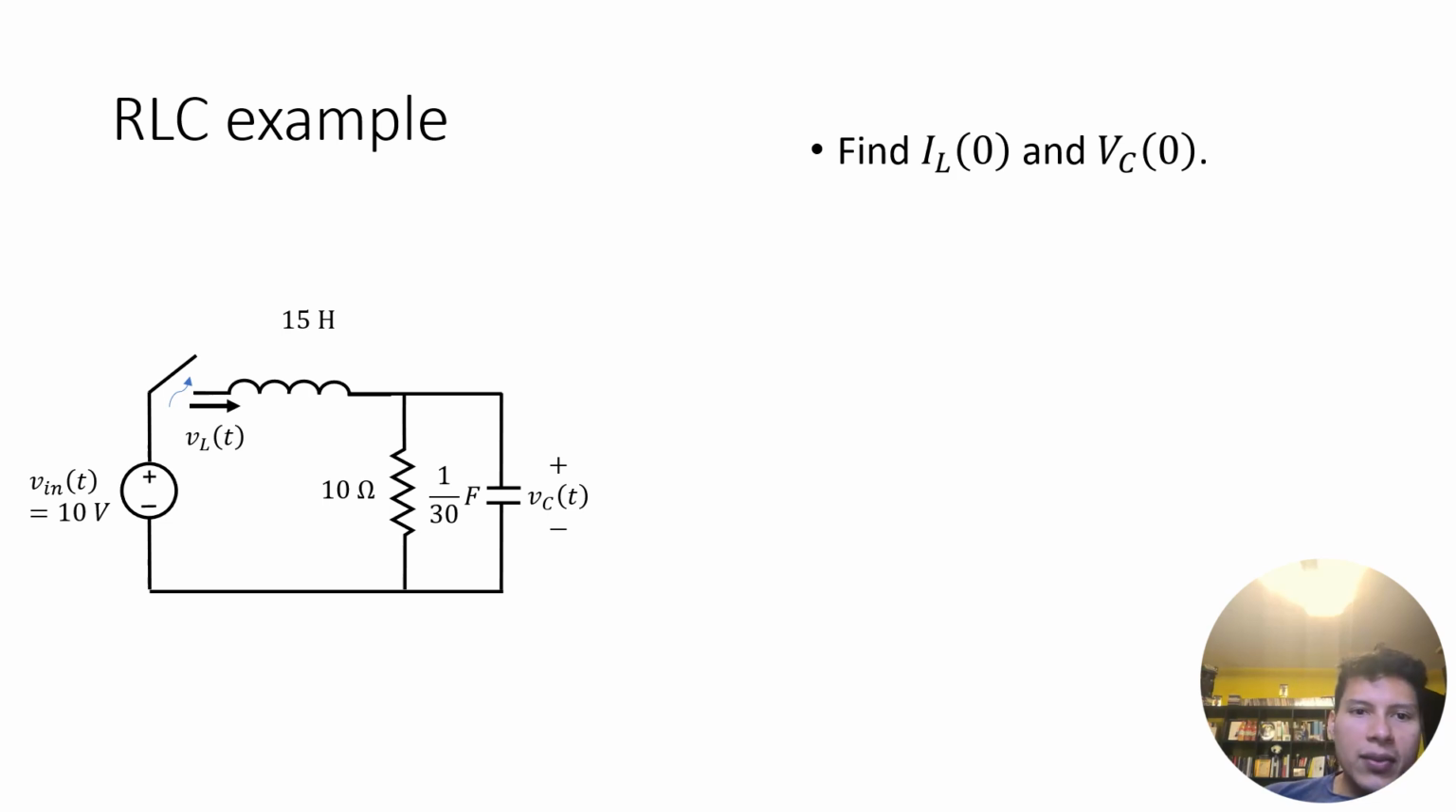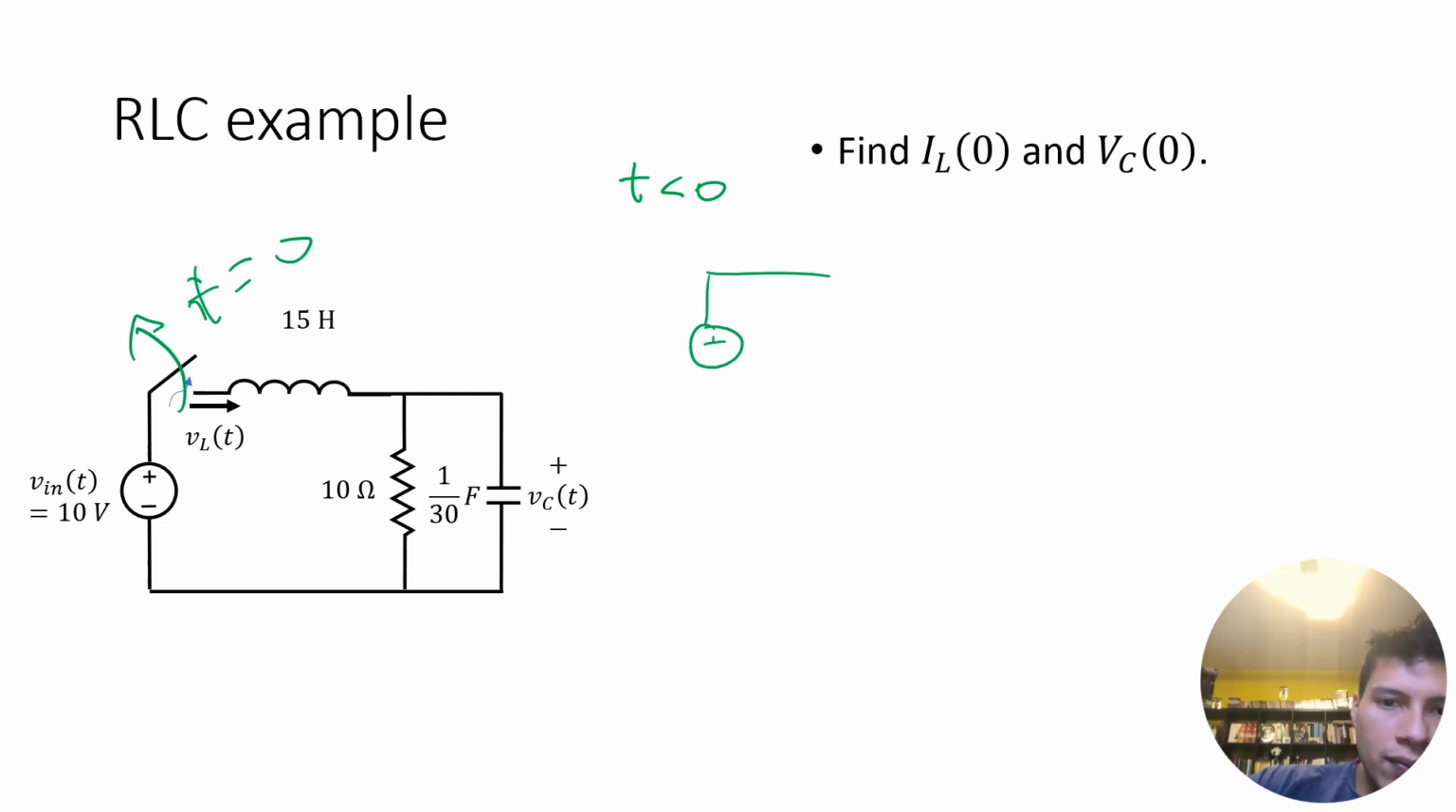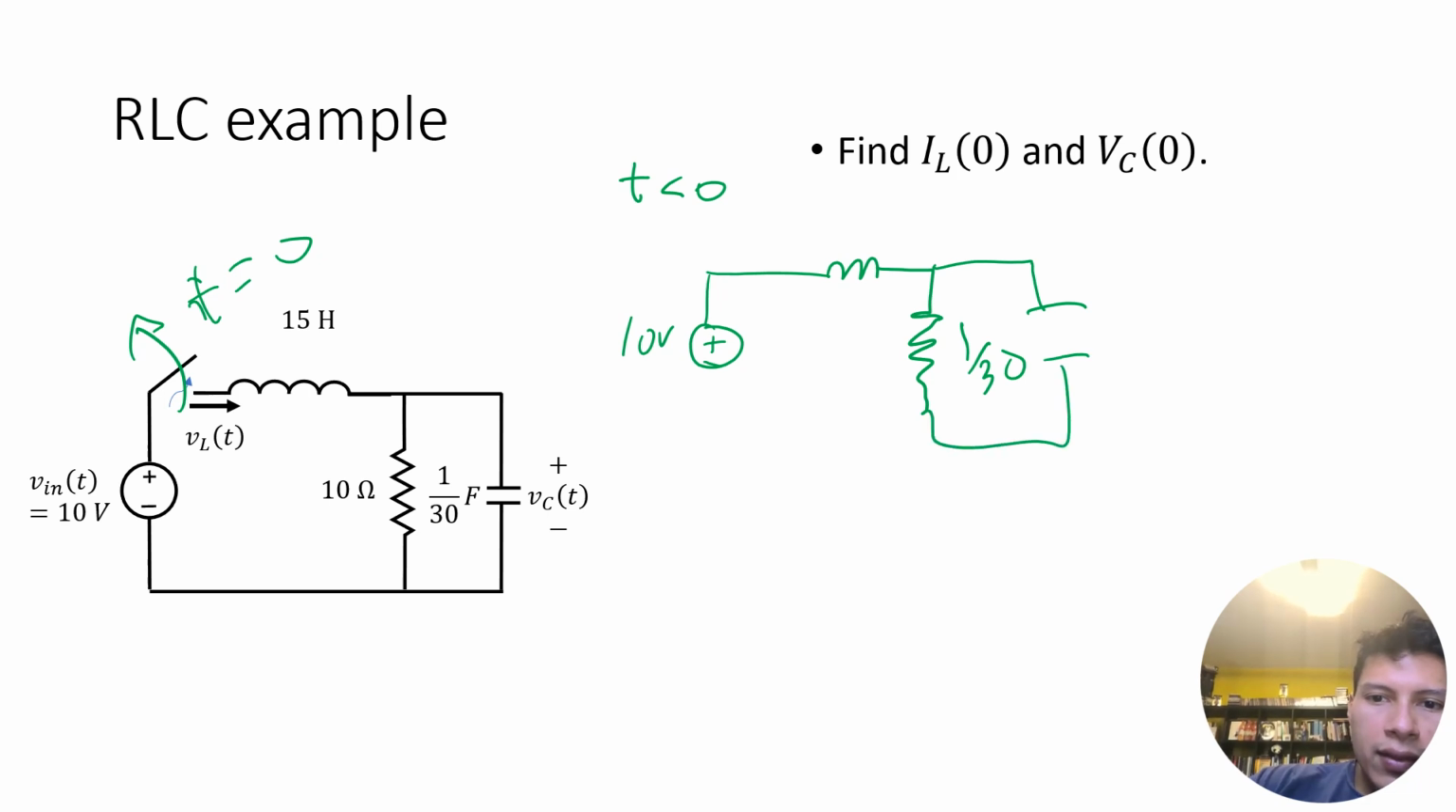So here's an interesting one. It's telling us to find ILs of 0 and VCs of 0. For this particular case, we have a circuit that is opening at time equals 0. And so for time less than 0, the circuit looks like this: 10 volts, and then I have my inductor, and then I have my 1/30, and then I have my capacitor.